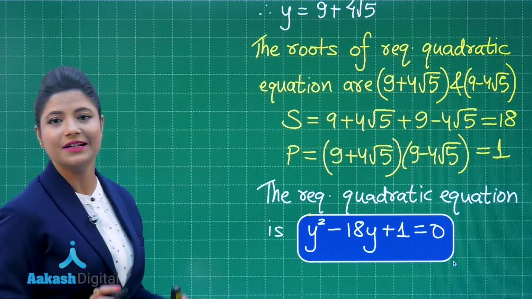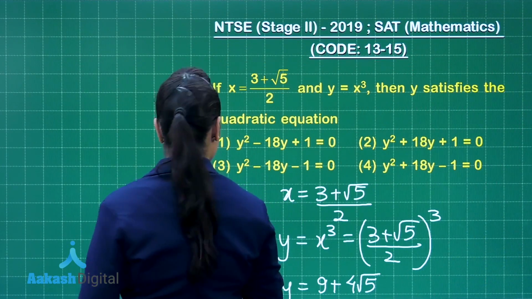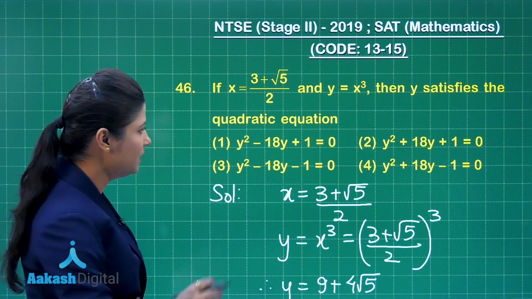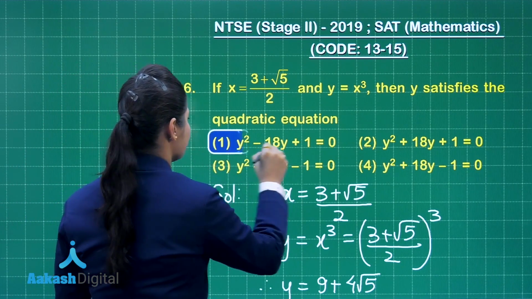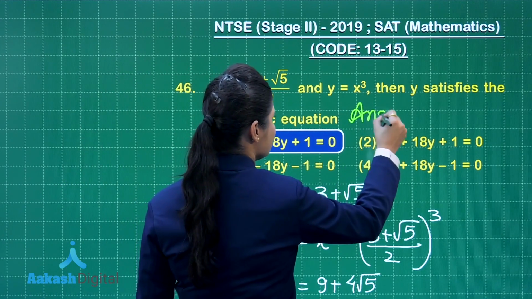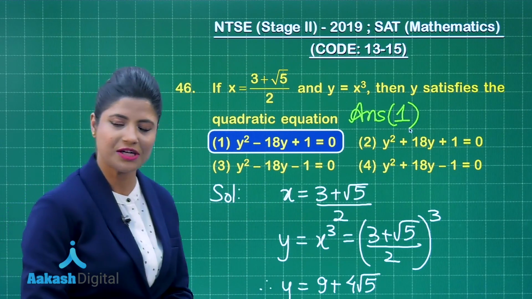So, now you can clearly obtain your answer from the 4 options. From these 4 options, you can clearly identify that y square minus 18y plus 1 equal to 0 is present in the first option. So, the required answer for this question will be option number 1. I hope it is clear. Let's take up the next question.